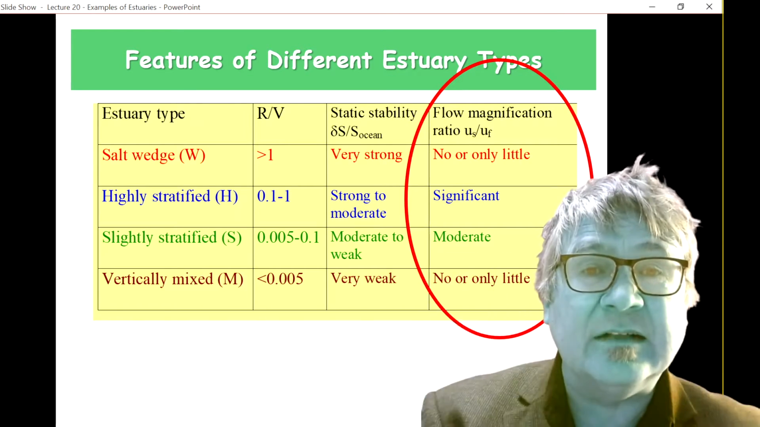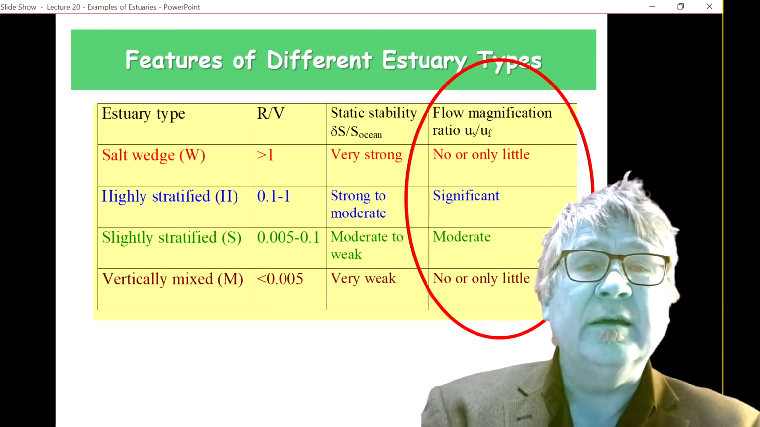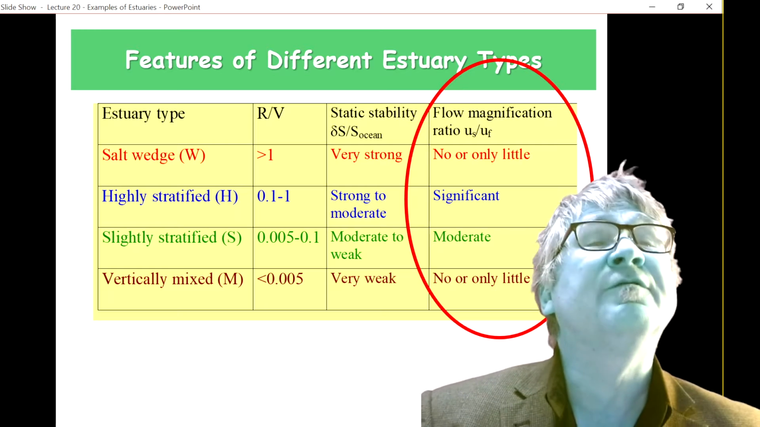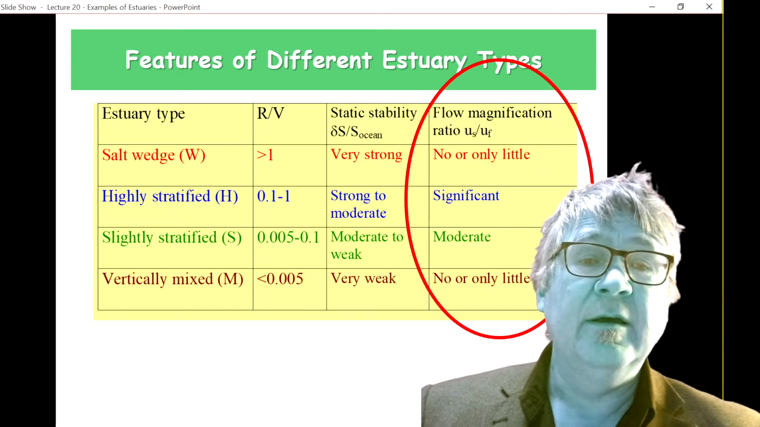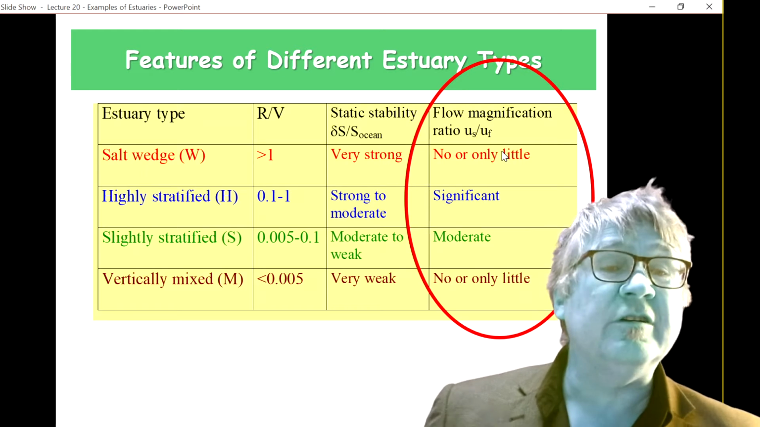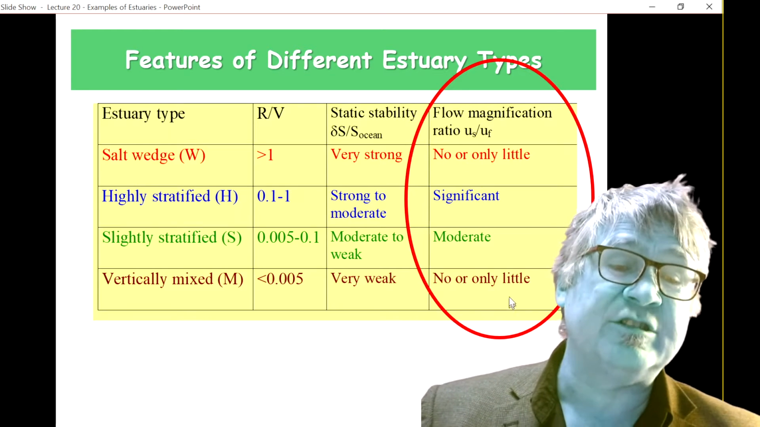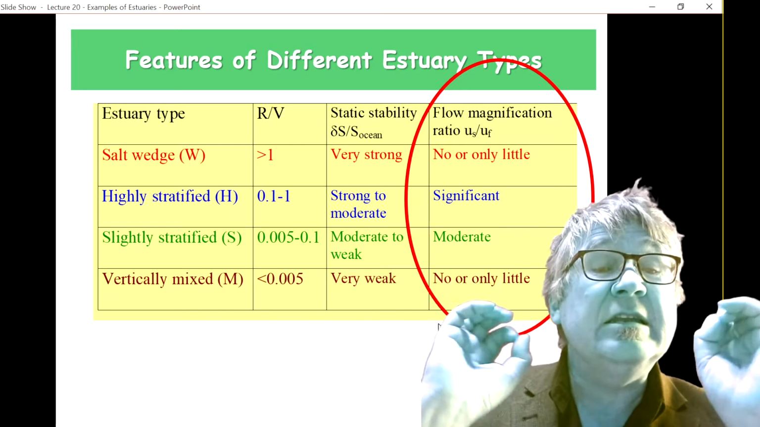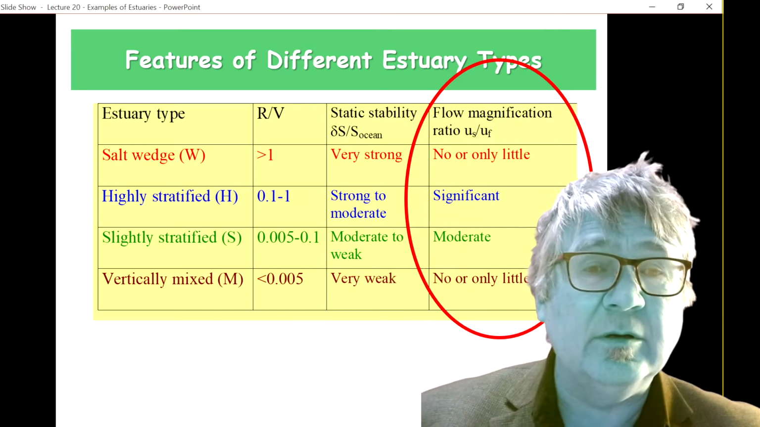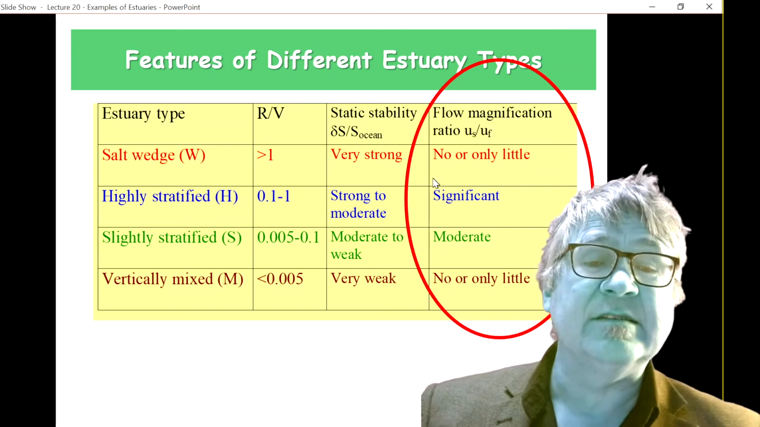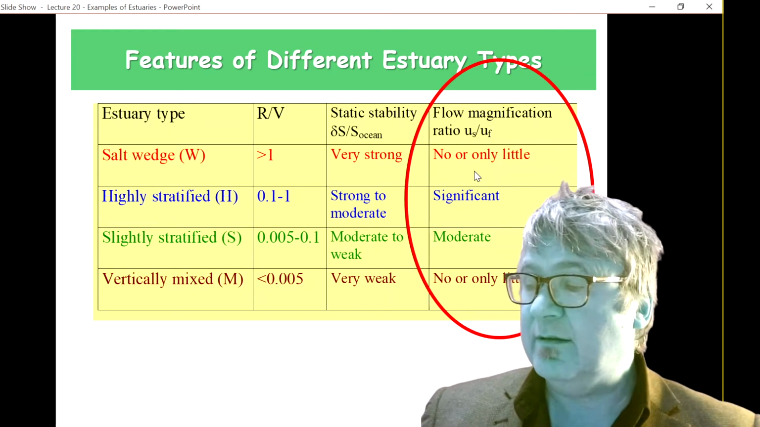So now flow magnification does something else. Okay? Because you have only little flow magnification for salt wedge estuaries, and you have only little for vertically mixed, where the exchange is essentially blocked. Okay? You get a significant exchange with the ambient ocean for highly stratified. This stands out.